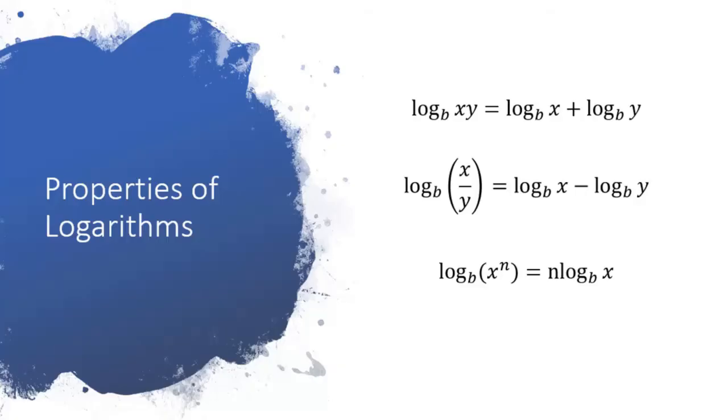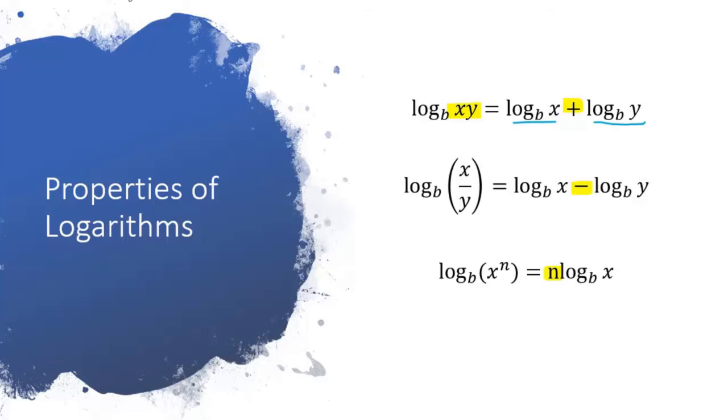Here's another important set of properties of logarithms. Here are the properties that have to do with the sum, the difference, or the multiple of logs. This first property addresses the logarithm of a product, in this case x multiplied by y. We can rewrite this as the sum of two logarithms, the logarithm of x plus the logarithm of y. So the logarithm of the first part of our product plus the logarithm of the second part of our product.